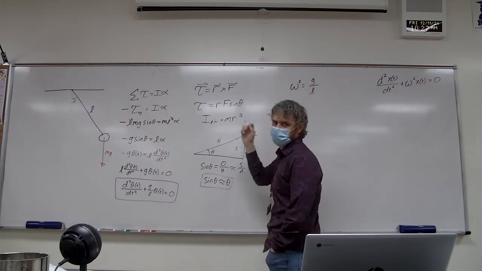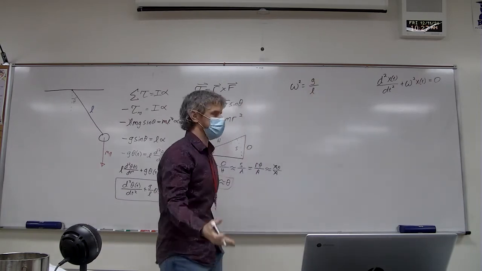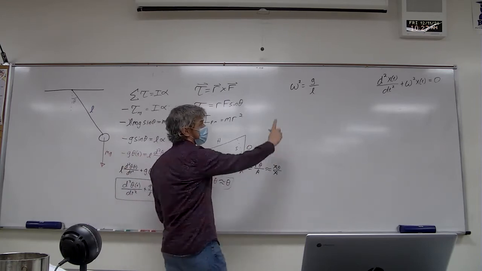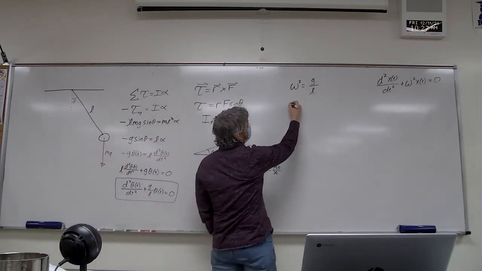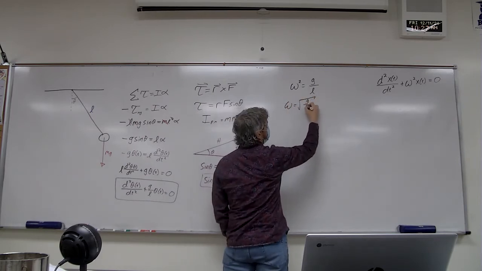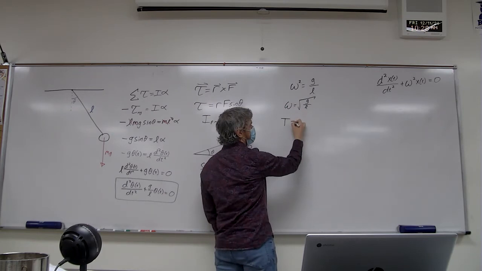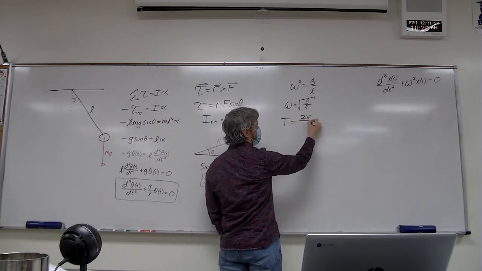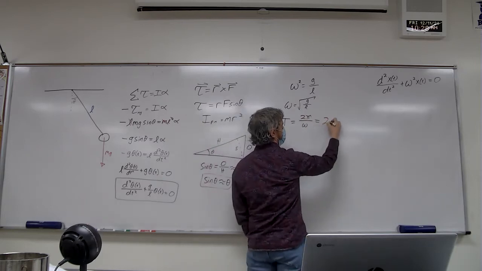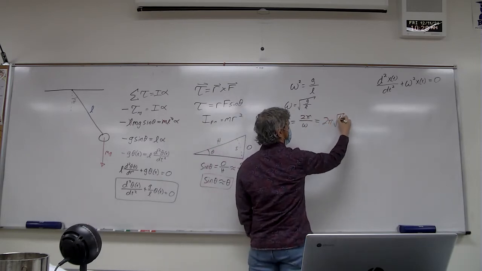Those of you at home, Dan Fullerton's video covered that. So omega squared is g over L. So obviously omega is the square root of g over L. The period is 2 pi over omega, which is 2 pi divided by this, which is 2 pi times the square root of L over g.